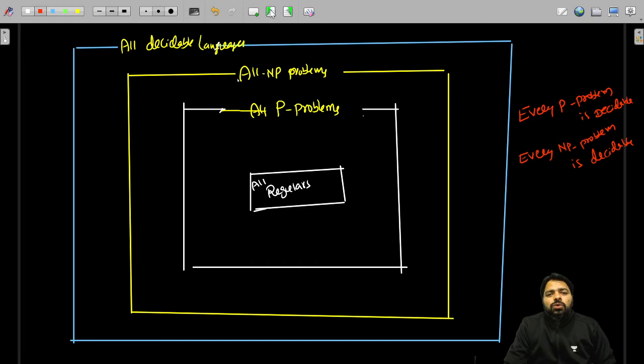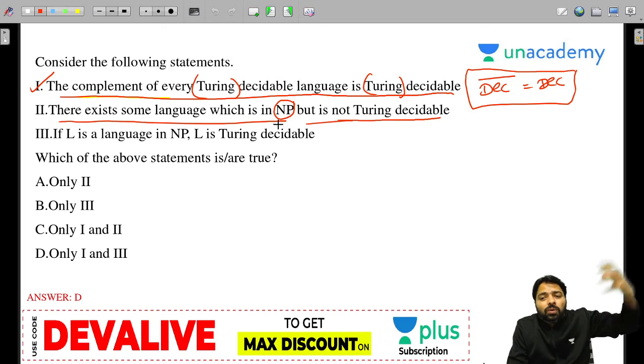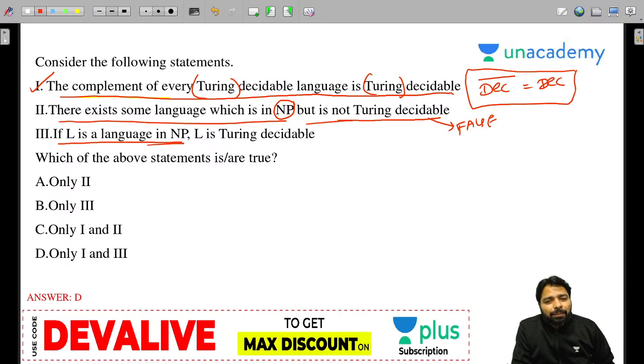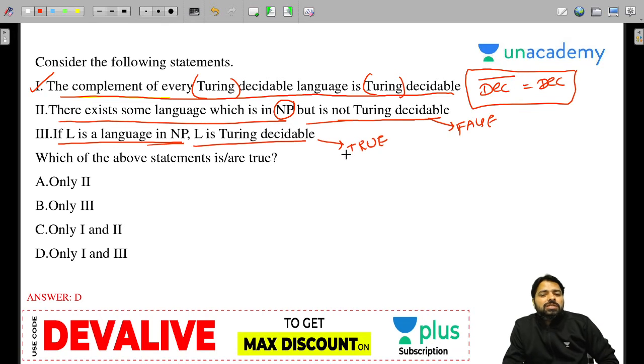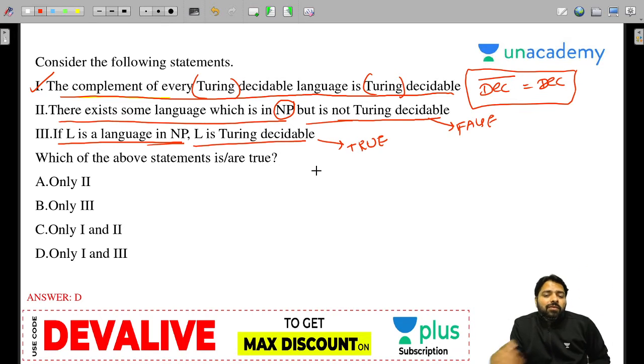So this statement: is there any NP language which is outside the Turing decidable? No. This is the false statement, guys. And if L is in NP, can I say it is Turing decidable? Yes, because every NP, every P is Turing decidable. Everybody should come inside decidable. That is how we can talk about complexity classes. Now, 1 and 3 are true, guys.